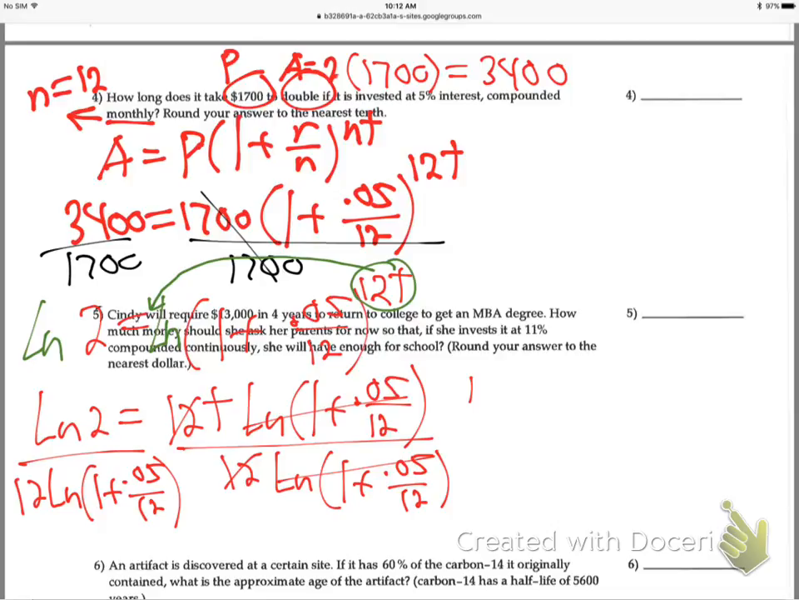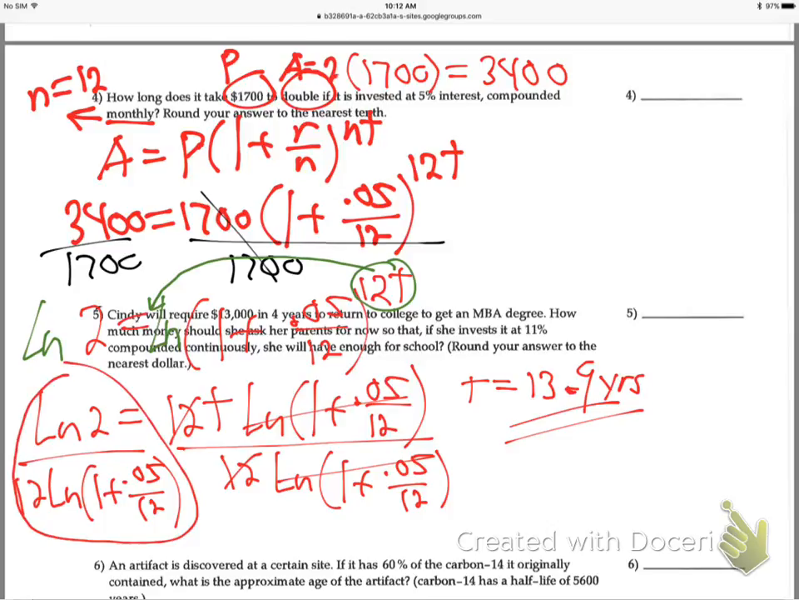13.9? All right. T equals. Anybody else getting that? 13.9 years. Make sure you can do that on your calculator. Make sure you can hit the buttons on this and get 13.9. That's a 12 there. Questions on that one? Very good.